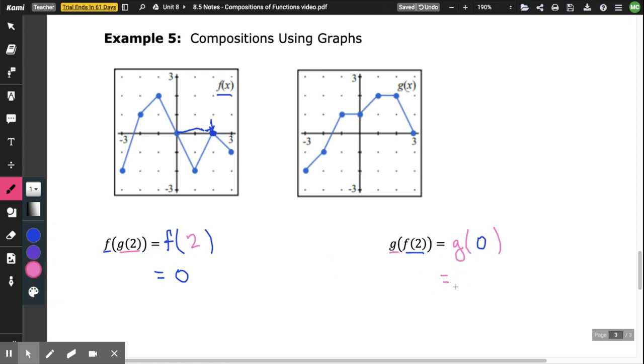Now again, I still have function notation, so I'm not finished with this one yet. I need to find g of 0. So that means I need to look at the graph called g, this one over here. I'll go to where x is 0, which is right here. Follow it to the curve. This is the point that corresponds to an x value of 0. And the y value for that one is my answer. So the y value for x is 0 on that graph is 1. So my final result for g of f of 2 would be 1.